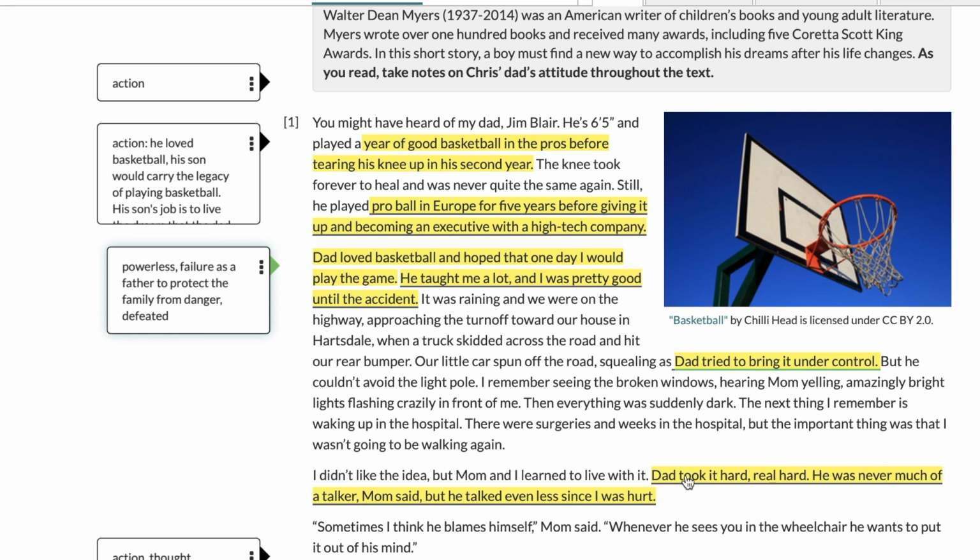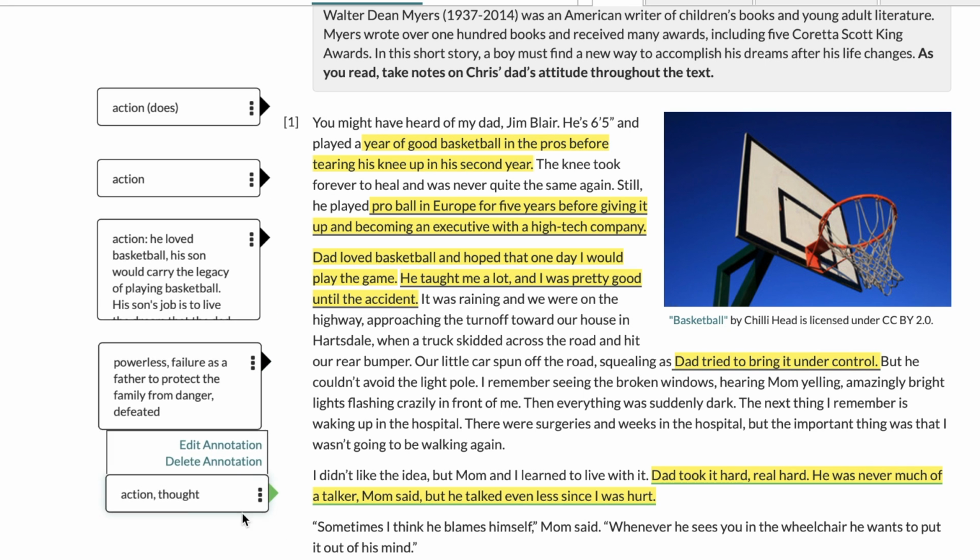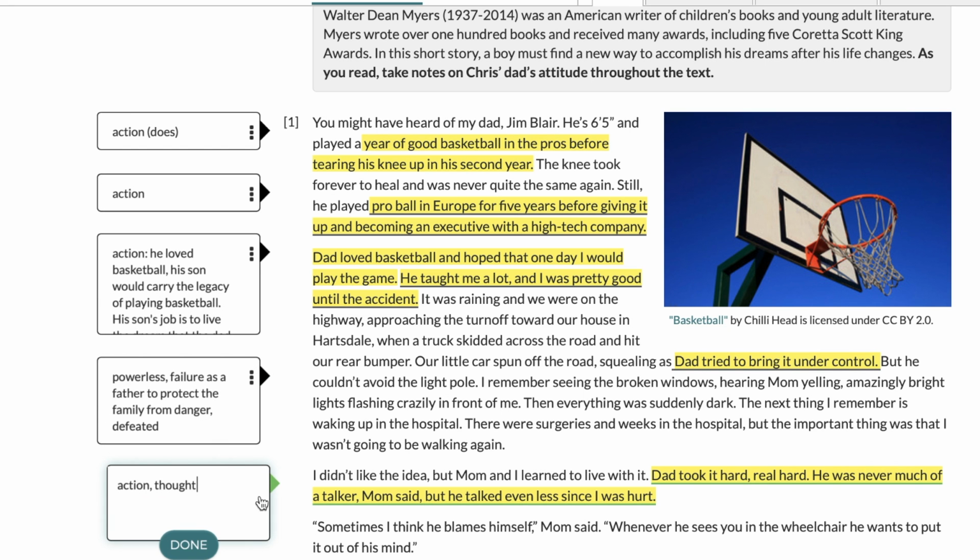It says here, Dad took it hard. He took this idea real hard. He was never much of a talker, but he talked even less since I was hurt. So how might you think he feels if he's not speaking even less now after the accident? Maybe he feels responsible, like he's the one to blame for his son's accident. And that's huge, to feel that sense of burden. I'm going to add the word burden. Burden meaning he's carrying all of this weight of feeling responsible for his son on his shoulders.